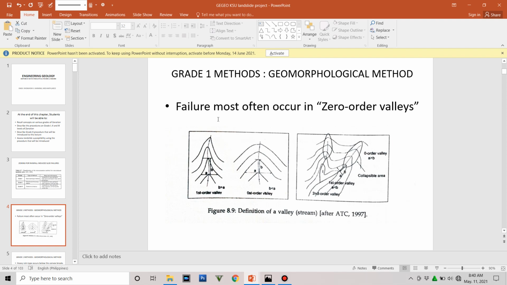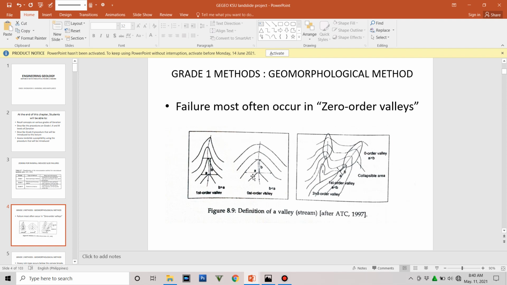So failure most often occurs in zero order valleys. When we say zero order valleys, these are the lower portion of the mountain. Okay, so we can see here on the topographic map, the zero order is the lowest. And then next to that is the first order, and then the second order valley. Normally the failure occurs on the nick point of this zero order valley.